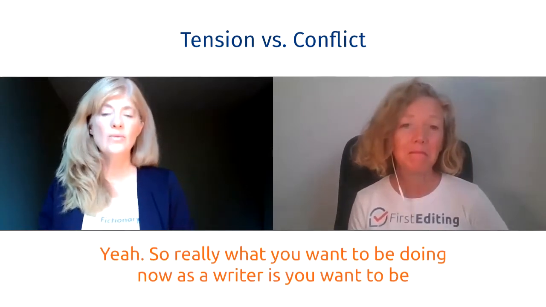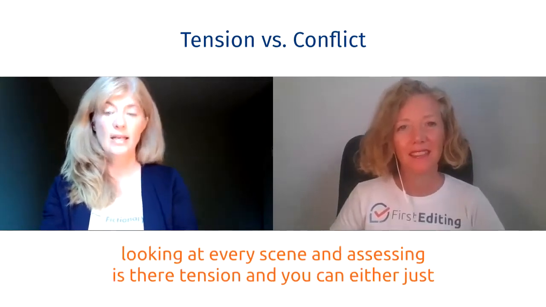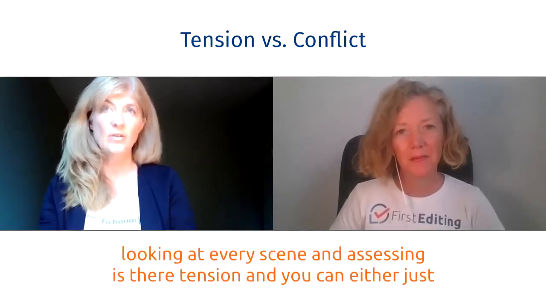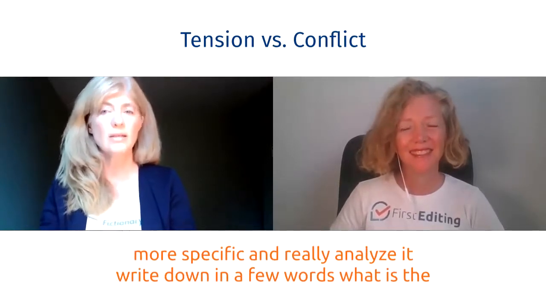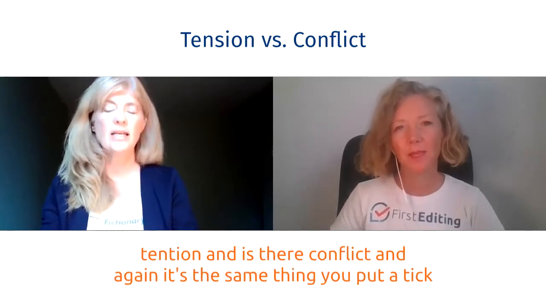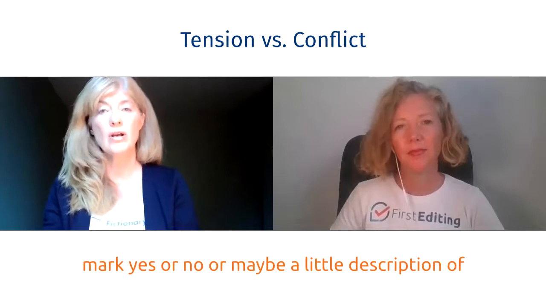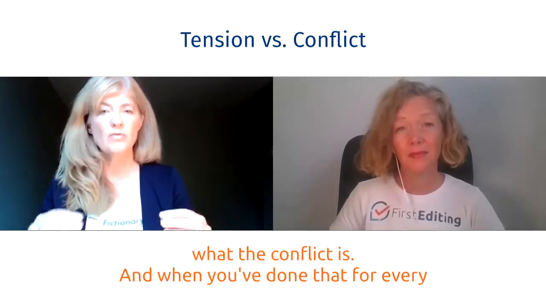Yeah, so really what you want to be doing now as a writer is you want to be looking at every scene and assessing, is there tension? And you can either just go, yep, there's tension, that's great. Or if you want to be more specific and really analyze it, write down in a few words, what is the tension? And is there conflict? And again, it's the same thing. You put a tick mark, yes, or no, or maybe a little description of what the conflict is.